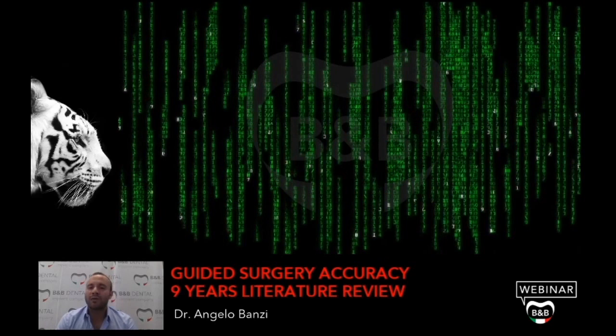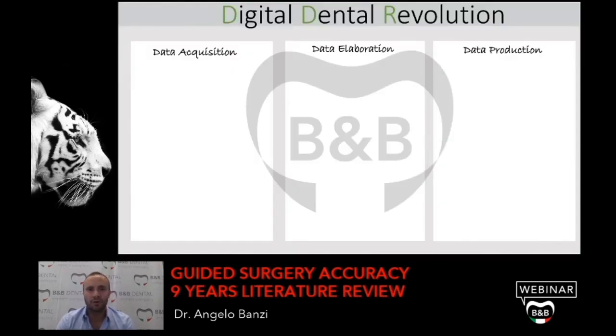And how can we work with this untouchable number? Just follow three operative steps: acquisition, elaboration and production.